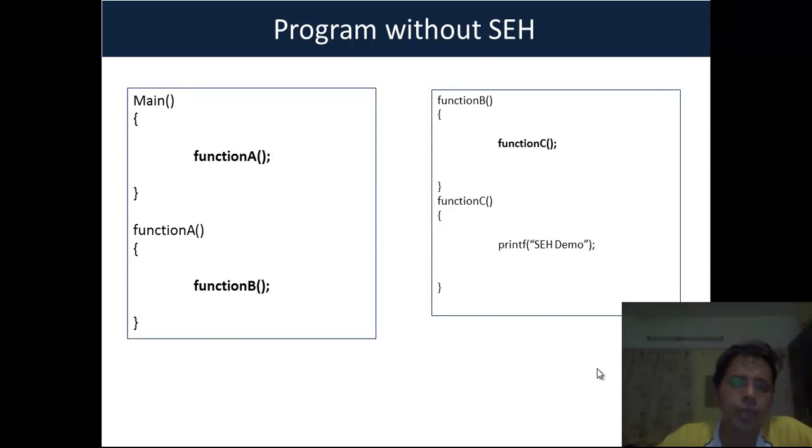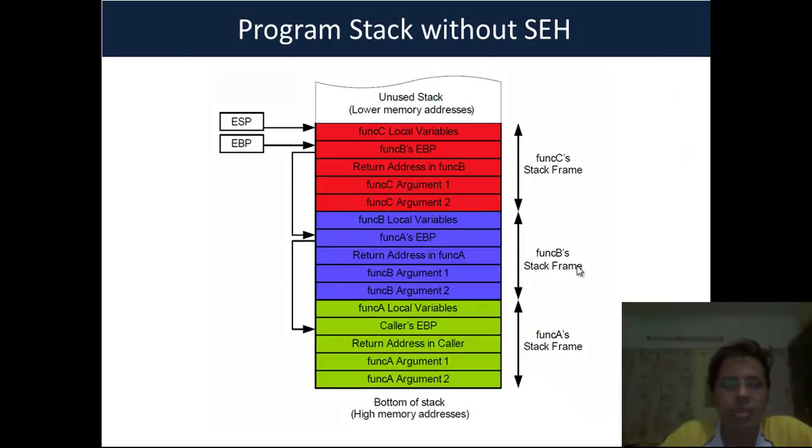So the question is, where are all these records being added? The answer is, these records are actually being created on the stack. Now here is a simple program without SEH or structured exception handling, right? So we basically have a main program, function A, function B, function C, and in function C there is some printing happening. Now this is how the stack looks like for a program without SEH.